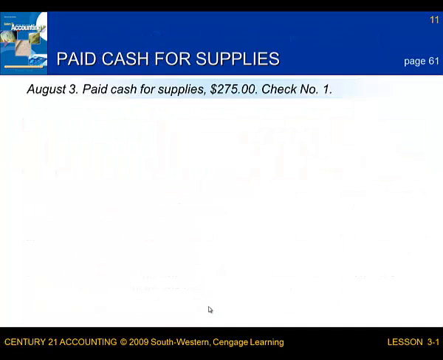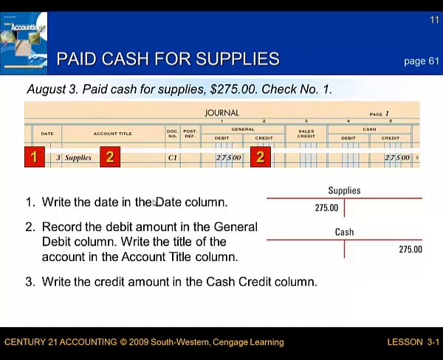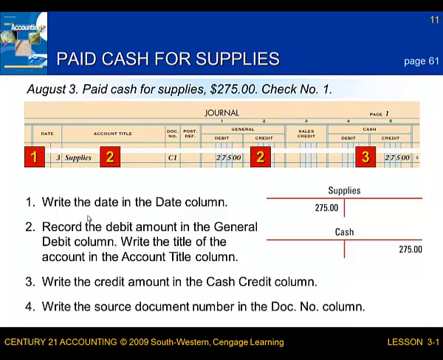Paid cash for supplies. Once again, we've got to think about this right now. Supplies is increasing. It's an asset account, so that must be our debit, which means cash is our credit. So when we do this, it's going to look like this. And I'm going to click through here. It's on the 3rd, so we write down the 3rd. Notice we didn't write August. We'll talk about that in the problem.